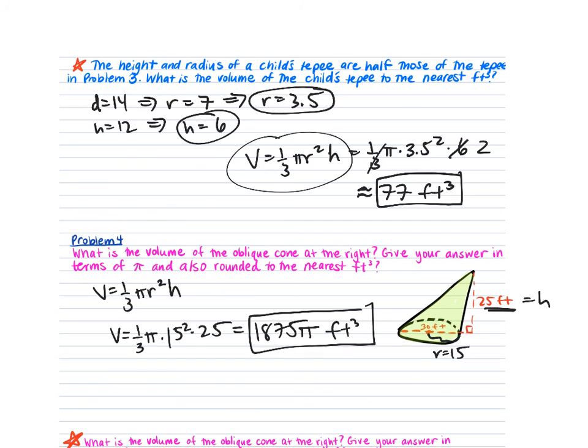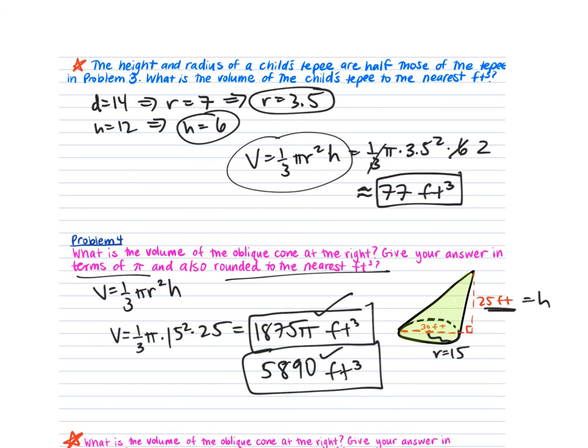And then just do 1875 times pi, and you get 5,890-ish feet cubed. So those are your 2 different answers. One is in terms of pi, that's this one. And the other is rounded to the nearest foot, that's this one.